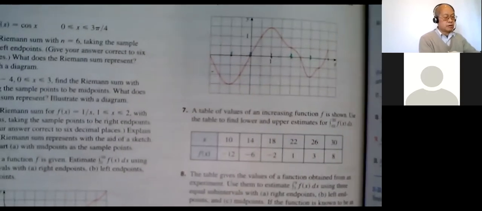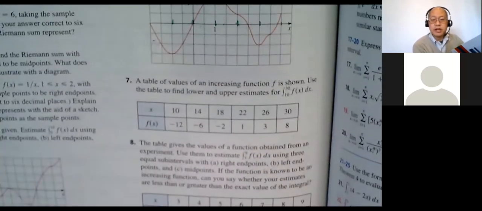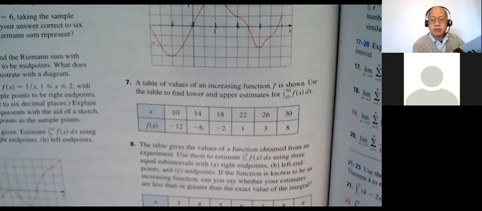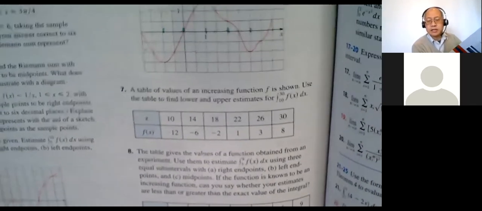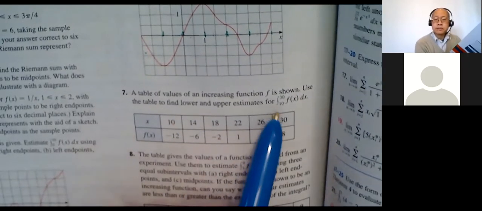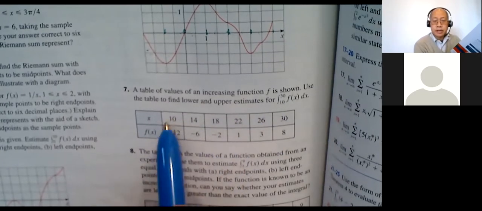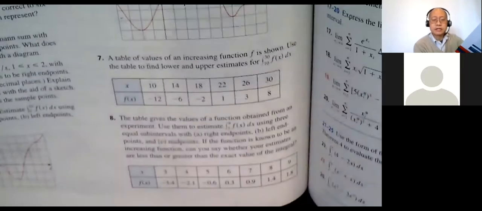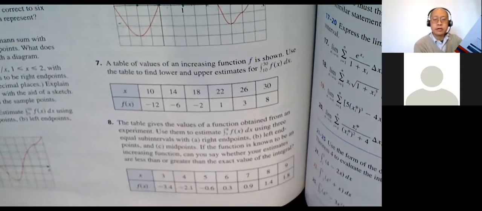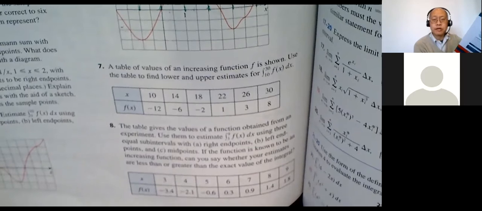Okay, number 7. A table of values of an increasing function is shown. Use the table to find lower and upper estimates for the integral from 10 to 30 of f of x dx. So the integral, signed area, from 10 to 30. Okay, take a look at the table. What appears to be delta x? 10, 14, 18, 22, 26, 30. Delta x is 4. So it's going to be 4 times something, right?